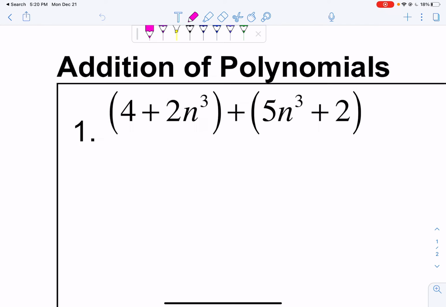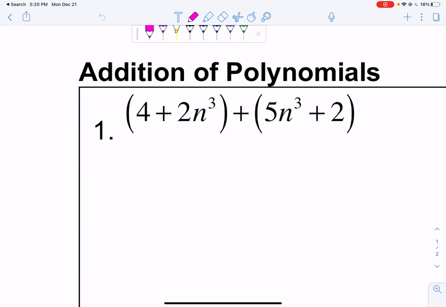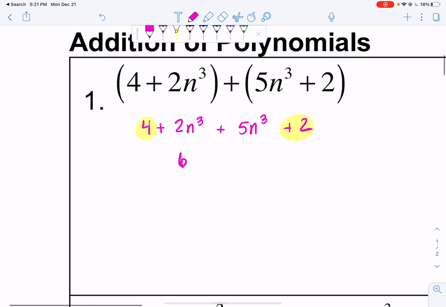If you remember watching the lesson from today, when you do addition of polynomials, you just drop your parentheses. So I'm going to just drop my parentheses and go ahead and add. So I have 4 plus 2n cubed, or 2n to the third, plus 5n to the third, plus 2. And remember, all your answers should be in standard form. The first thing we're going to do is see, does the 4 have a like term? You betcha, the 4 has a like term with my 2. 4 plus 2 is 6.